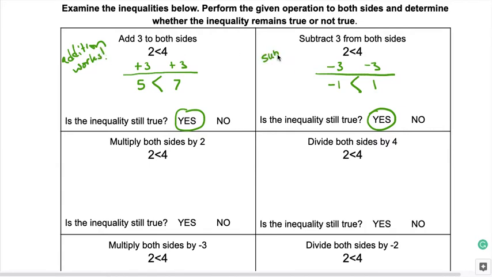Subtraction works. Right? We're just going through the inverse operations that we've learned so far. What if we multiply both sides by 2? So let's multiply times 2 on both sides. Okay, well 2 times 2 is 4. 4 times 2 is 8. And look at that, still 4 is less than 8. That is true. Okay, so multiplication works.